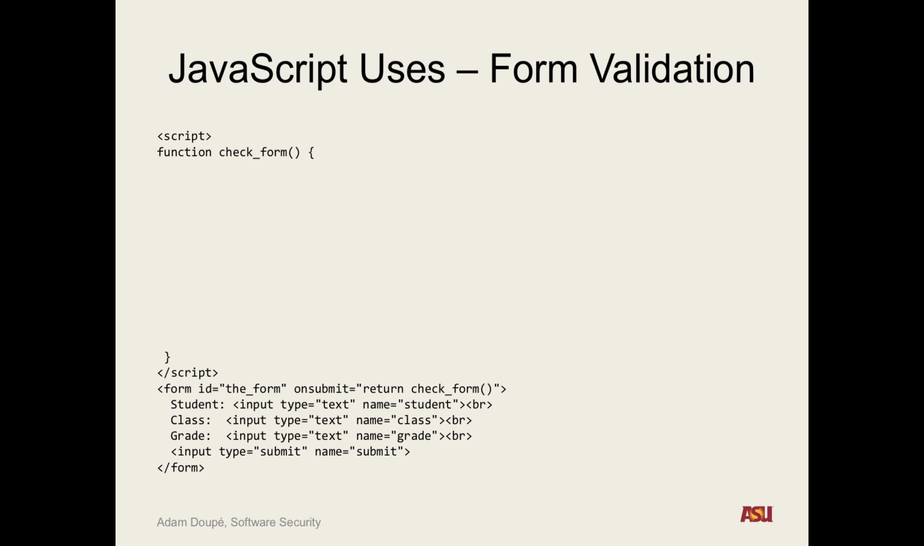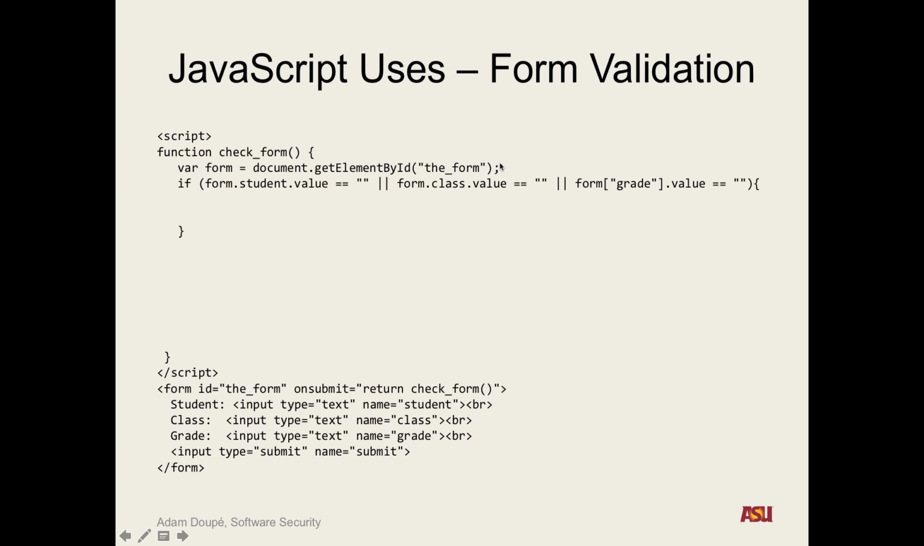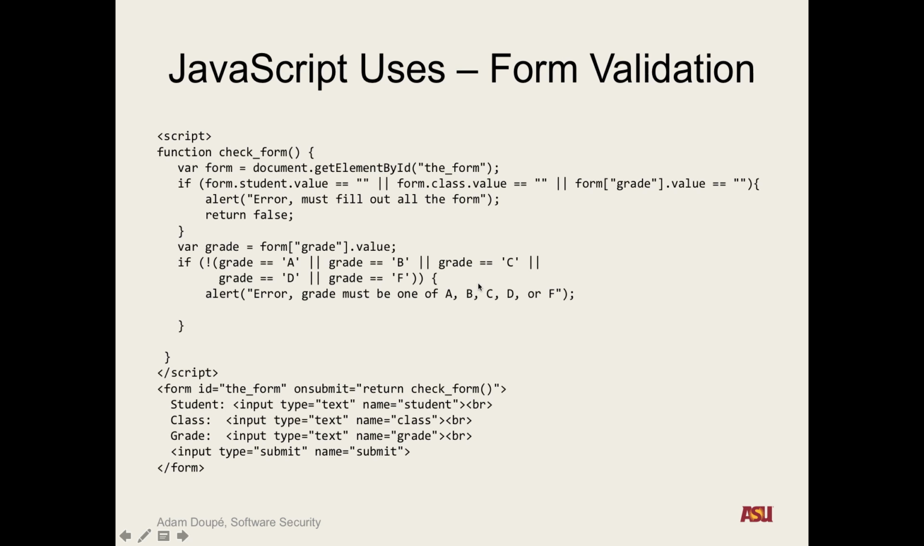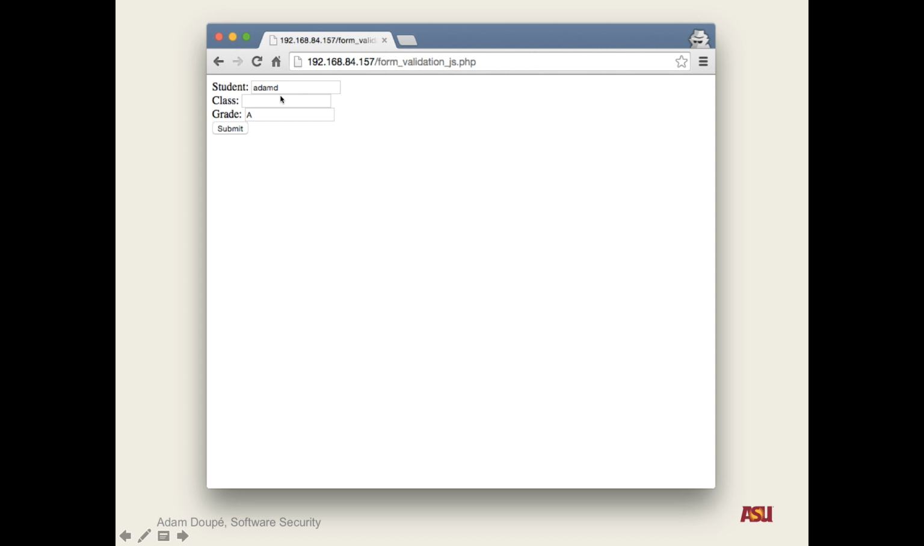And inside that function, assuming it's defined above, we can define checkForm and say, hey, get this form. So use getElementById to get this form on this page. And if the values are empty, then pop up an alert to the user that says, hey, you must fill out all the form, and return false. Test the grade. Say, hey, the grade has to be one of these. Otherwise, return true.